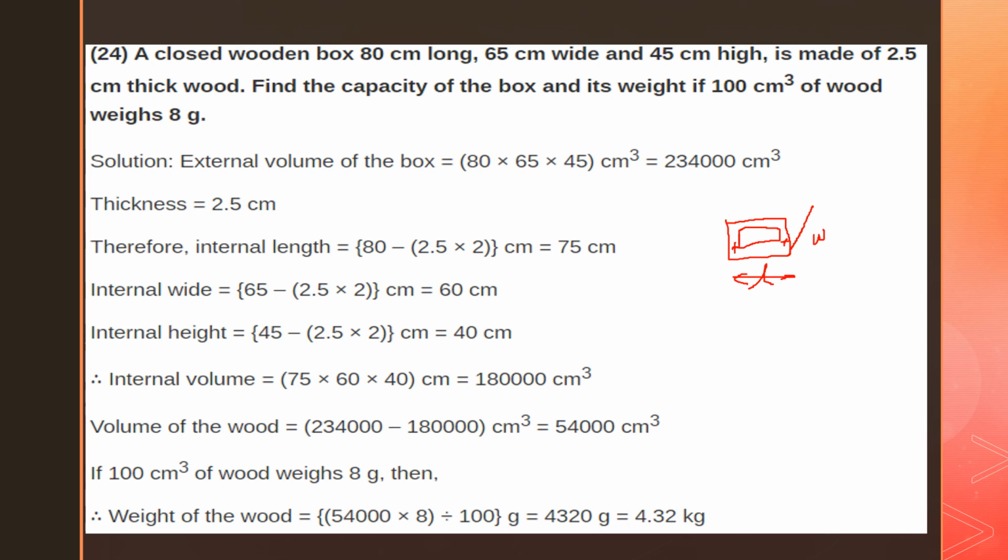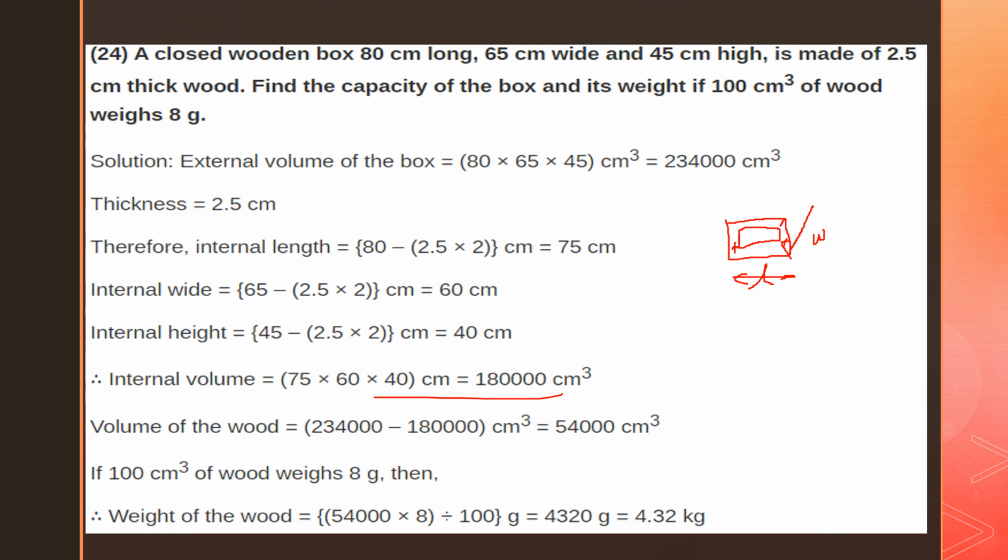And the internal height also has to be subtracted twice, over here and over here. 45 minus 2.5 into 2, we get 40 centimeter. The internal volume is equal to length into breadth into height, that is 75 into 60 into 40. We get 1,80,000 centimeter cube. So what is the total volume of the wood? The total volume is nothing but the external volume minus the internal volume. We get the volume of the wood as 54,000 centimeter cube.